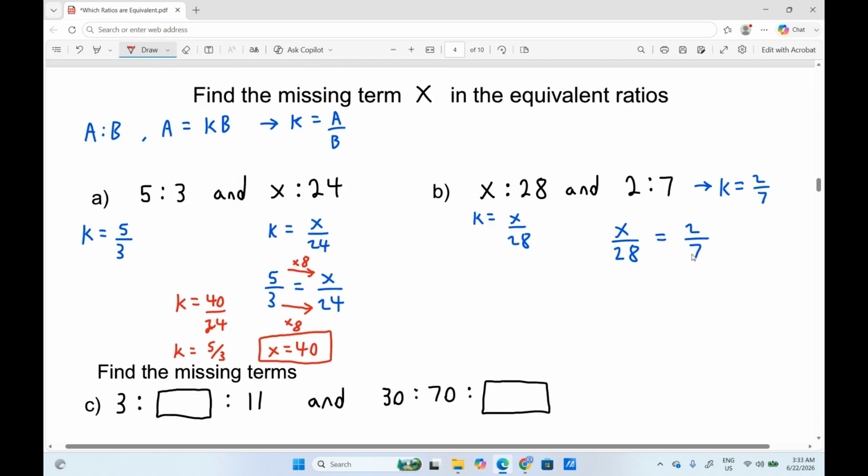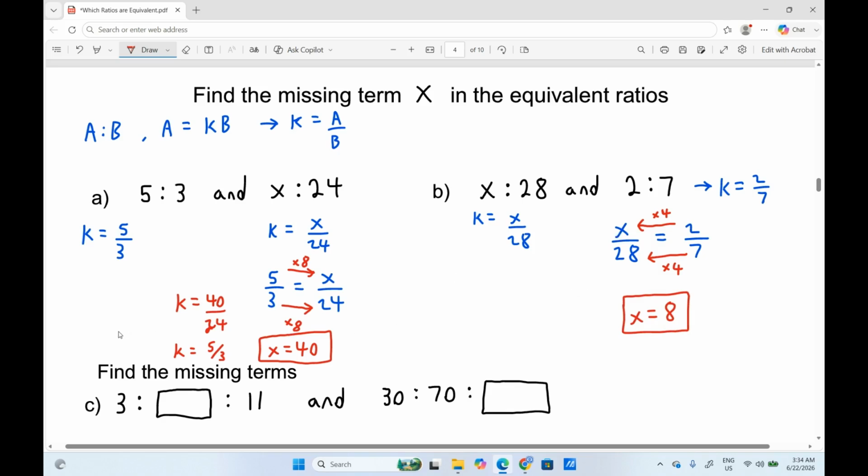Okay, now for this one, I'm going to ask myself a question here. How did I get from 7 to 28? So if I multiply 7 by 4, I should get 28. What I do to the bottom, I have to do to the top. So 2 times 4 would be the answer to x here. And in that case, that means x must be equal to 8. Okay, so that should be my answer to x.